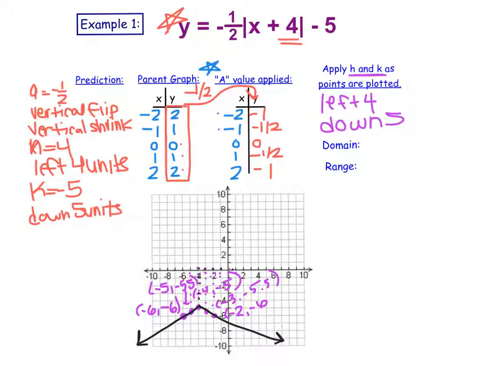Now my last piece here is to find my domain and range. I notice my graph is going forever to the right and forever to the left. So my domain is all real numbers. And my range are all of the y values that start at -5 and go down. So I have y is less than or equal to -5.